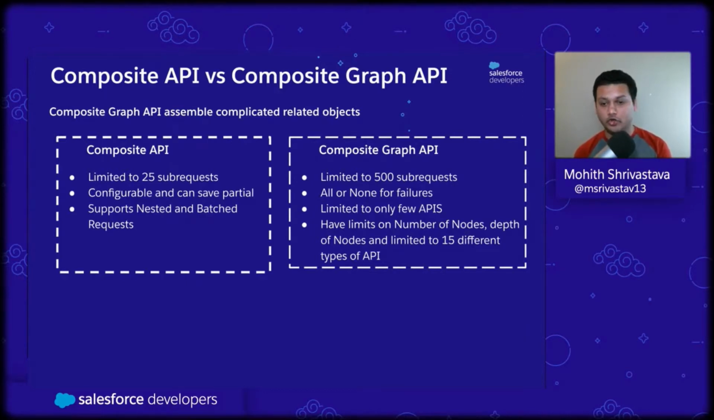Also, Composite Graph API is limited to only a few APIs, and I'll talk about that. That's one of the limitations that you'll have to consider when you are designing. The other thing is the Composite Graph API has certain limits, like the number of nodes that you can go, the depth of the nodes that you can go, and also the different types of APIs that you can support.